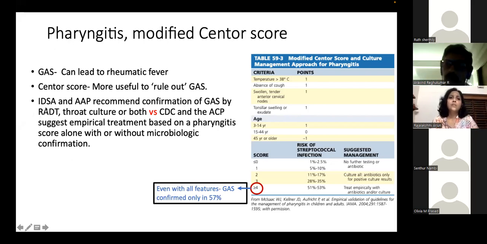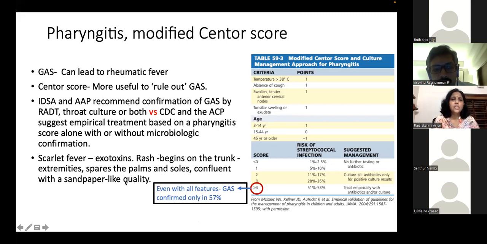So why are you more worried about the GAS, this group A strep causing pharyngitis? It can lead to rheumatic fever. And Centor score is more useful to rule out GAS. So if you have a negative score or zero or one score, you can straight away think about a viral cause and keep a follow-up, or you can proceed with rapid strep test if you have a borderline score. So with all these features, still the positive strep culture from the throat is only 57%, and sometimes patients may be exposed to antibiotics.